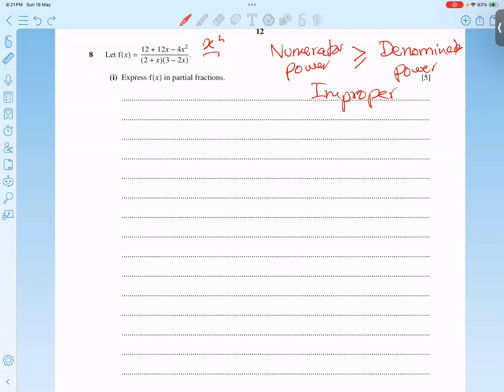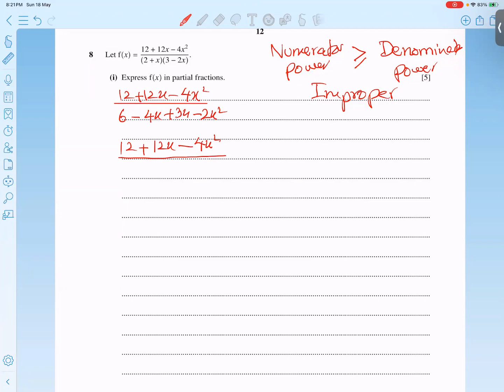Improper fraction. How to get rid of this problem? We have to do a long division. How to do long division? Get ready for it. 12 plus 12x minus 4x squared, and down I'm multiplying. So I got 2 threes are 6, and negative 4x and plus 3x. Let me check again. 6 and negative 4 plus 3 and negative 2x squared. And finally, I got this one.